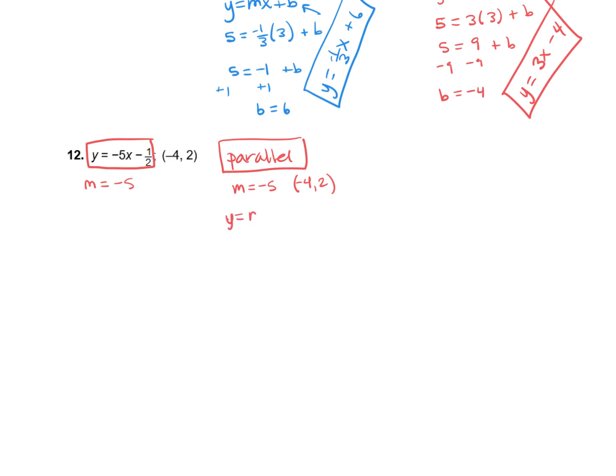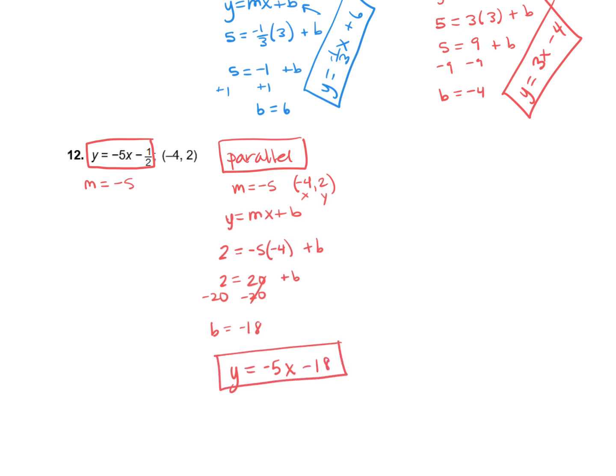So let's plug into y equals mx plus b with our x and y from that ordered pair. So replace the y with a 2. We know the slope is -5. Replace the x with a -4, and then we will work on solving for b. So 2 equals -5 times -4 is +20. We'll subtract 20 from both sides. 2 minus 20 gives us a -18 for our y-intercept. So our equation that is parallel to the line they gave us is y equals, we're going to use that -5 slope. The x goes with that, and then -18, because that's the y-intercept we found for the parallel line.